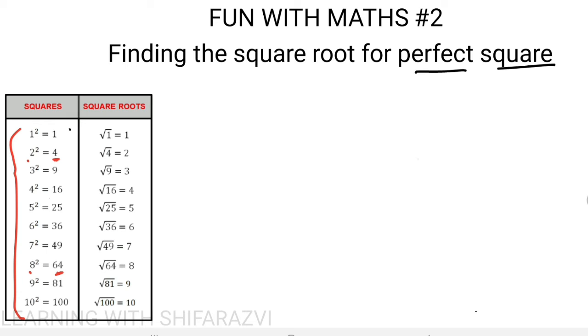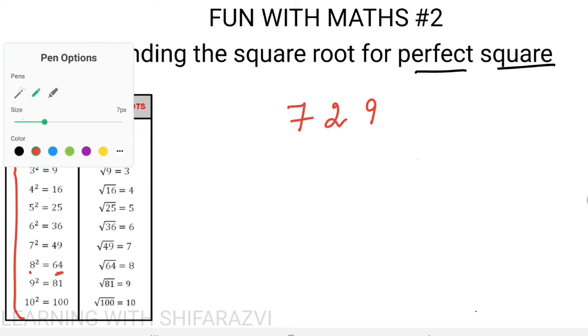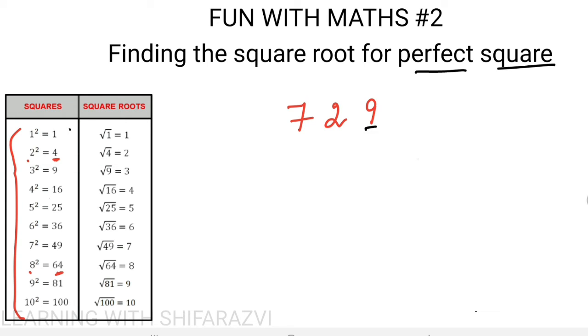Now I will take a bit larger number which is a perfect square. And that number is 729. Now in this 729, I will take the ones digit and check which number's square will give 9 in the ones place. 3 and 7. So my answer will have either 3 or 7 in the ones place.